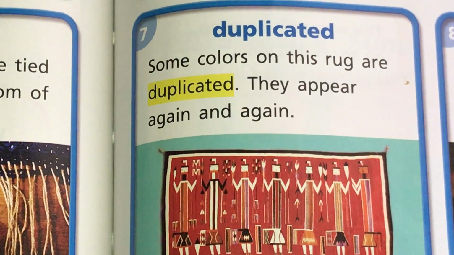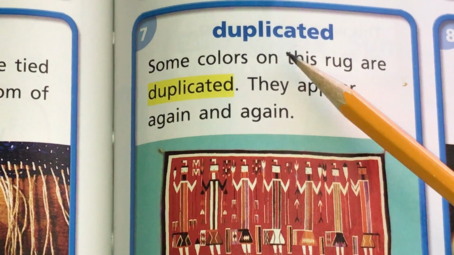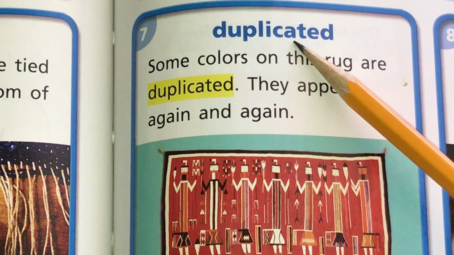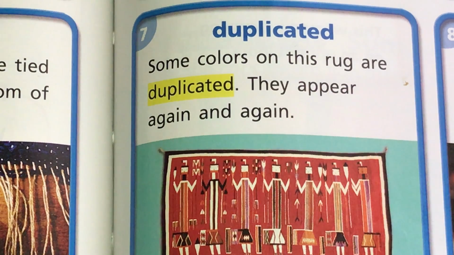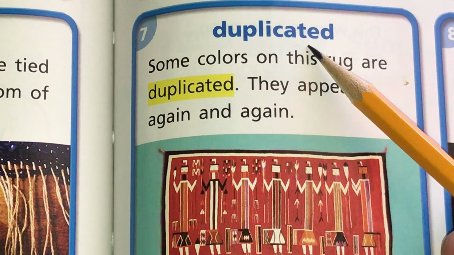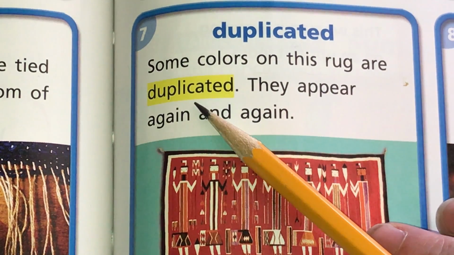The next word is duplicated. Do you know a synonym or another word that means the same thing as duplicated? Copy. Copy is a synonym for duplicated. Some colors on this rug are duplicated.